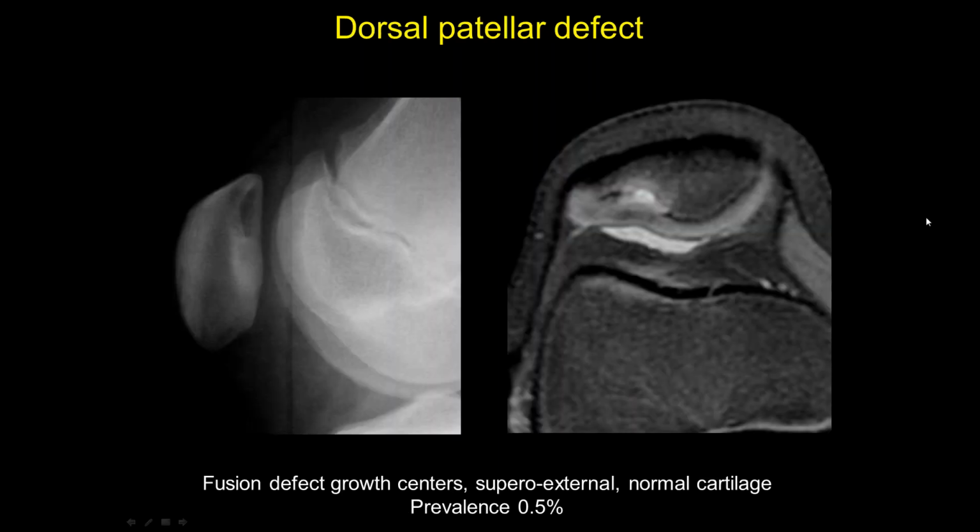A dorsal patellar defect is seen in 0.5% of the patients. It's a fusion defect of the growth centers. It's seen superolaterally, but the overlying cartilage is normal. So we can see on the radiograph there's this translucency which is increased, and then again on the MRI we can see that there is this dorsal defect. The overlying cartilage is really neat, and there is no defect there.